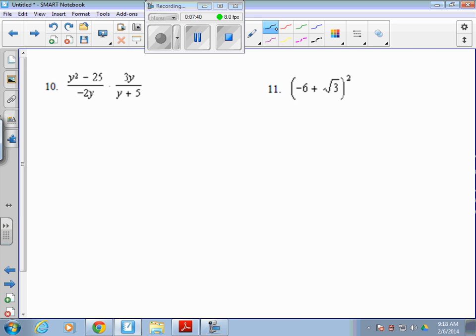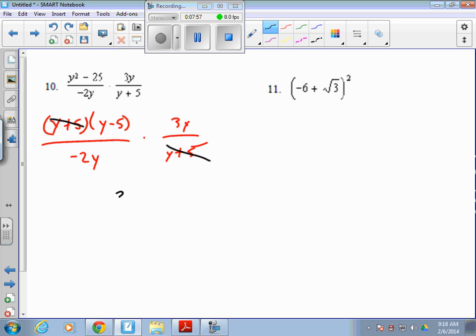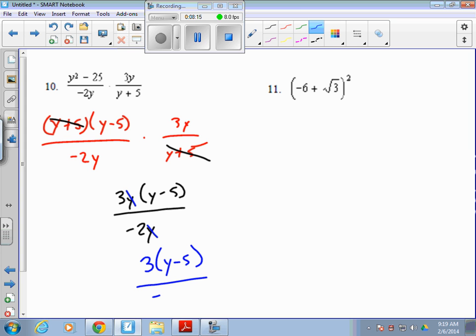Number 10, we're still multiplying. We have the difference of perfect squares right there. y plus 5, y minus 5 over negative 2y times 3y over y plus 5. You can see what you cancel out right there, y plus 5. So just to put the monomial first, 3y times y minus 5 over negative 2y. Not quite finished. There's one more thing we could cancel out. We can cancel out y, and that leaves you with 3 times y minus 5 over negative 2.